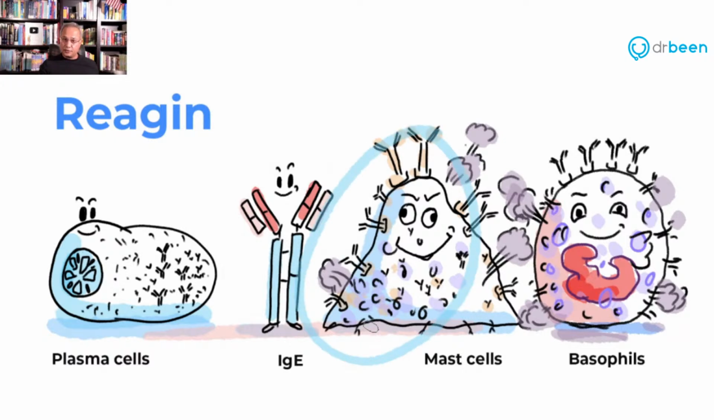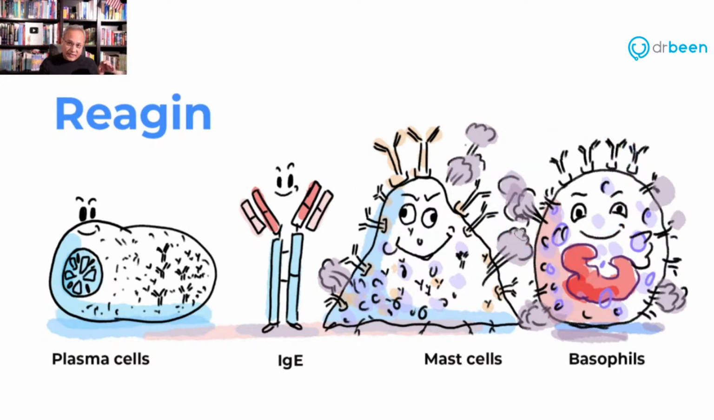So B cell produced IgE. That IgE is a protein. It goes and attaches to mast cells. Now, when it attaches to a mast cell, the mast cell becomes primed. We call it a primed cell. And similarly, these proteins can also attach to basophils.